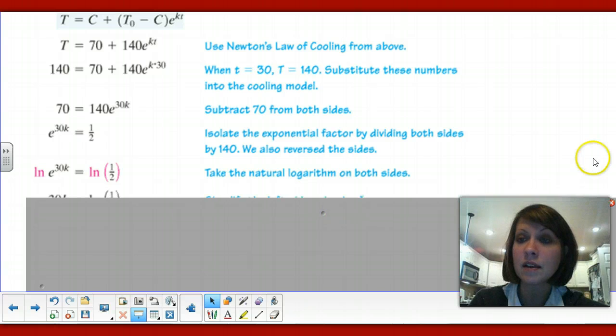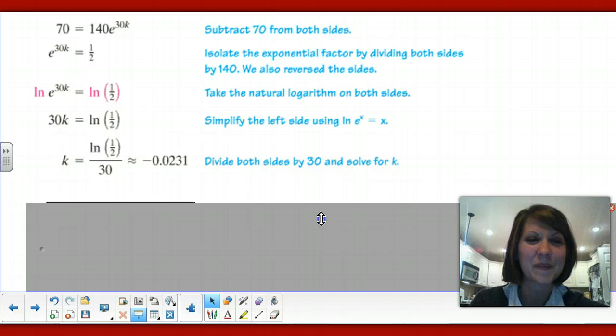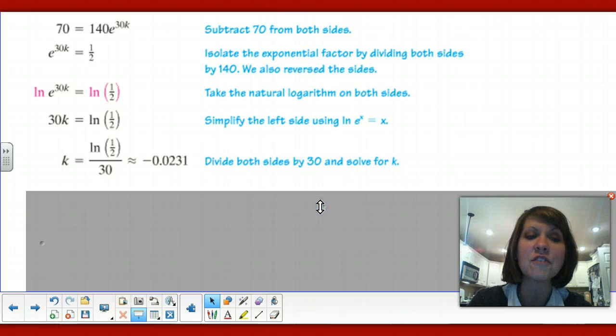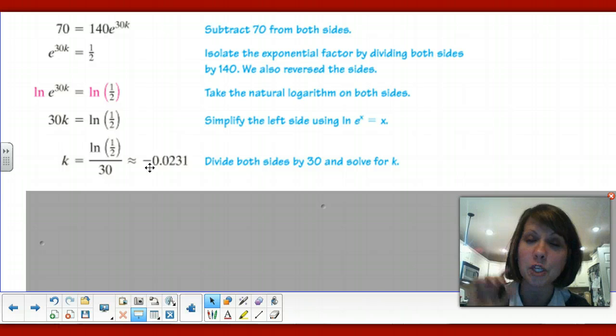Natural log of both sides. I'm getting bored with this. How about you? Kidding. So the k is negative 0.0231. Okay, k negative, that should tell me that this object is cooling off. Make sure that makes sense in the context of your problem.